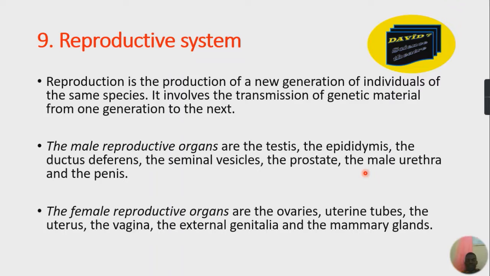For the female reproductive organs, we have the ovaries, uterine tubes, the uterus, the vagina, the external genitalia, and the mammary glands. This will include the vulva and other things like labia minora. It is a lot about female reproductive organs.